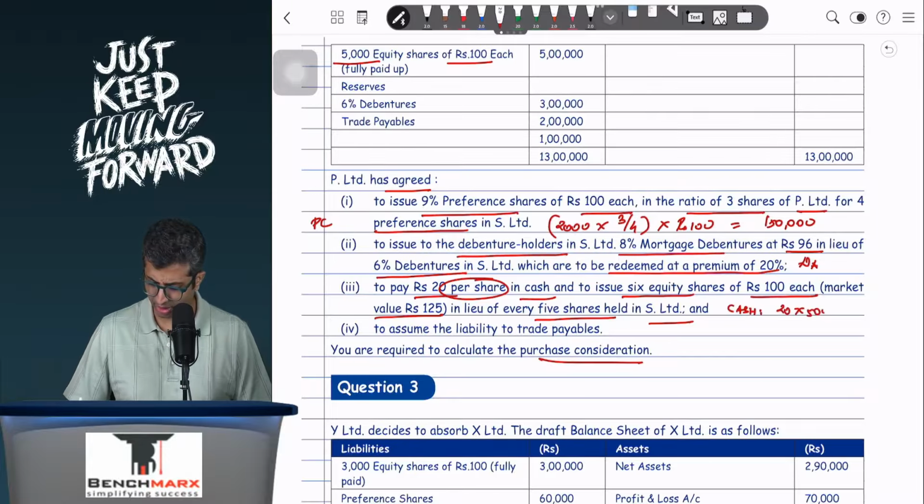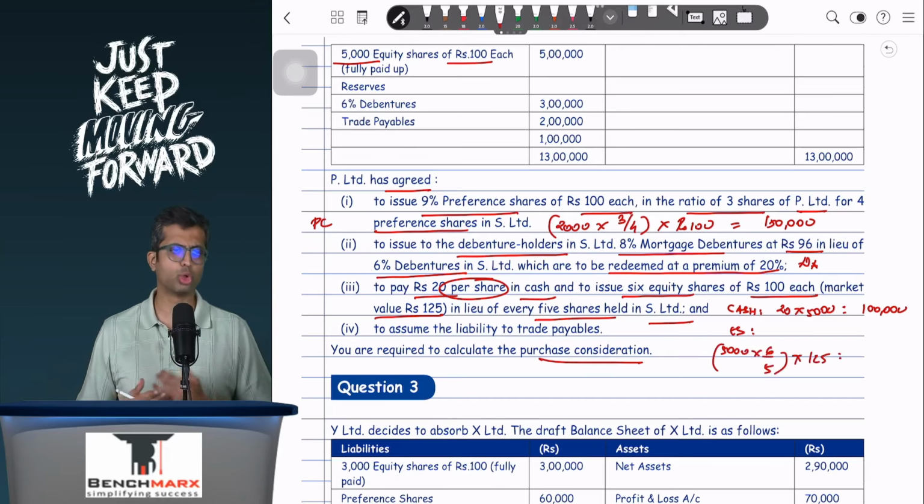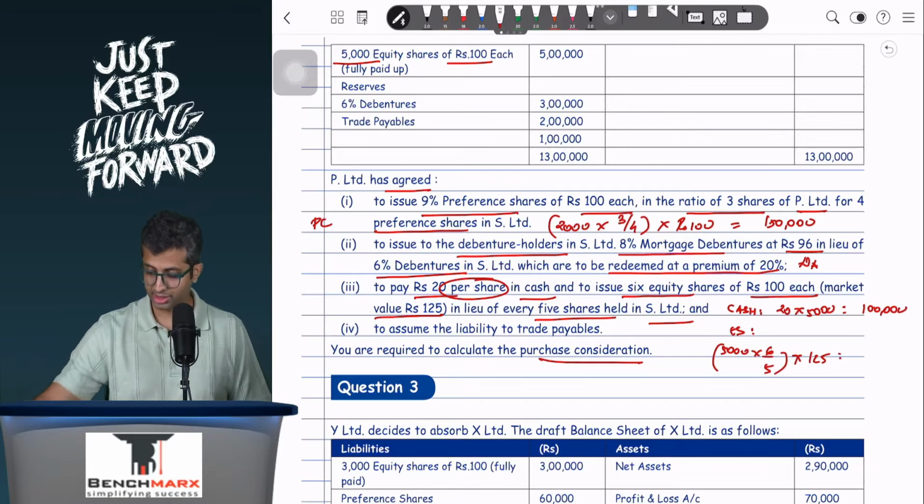So this is 20 into 5,000, which comes to 1 lakh. And then you are also issuing equity shares: issue 6 equity shares in lieu of every 5 shares. So this is 5,000 into 6 by 5, which comes to 6,000 shares, and every share is worth 125. You have not been told over here that this is going to be at the face value only, and hence this will be 6,000 into 125, which comes to 7,50,000.